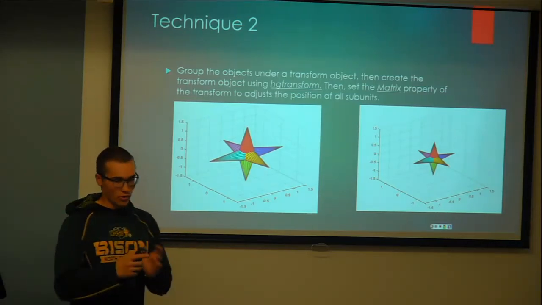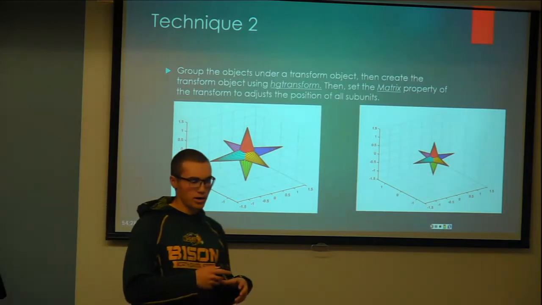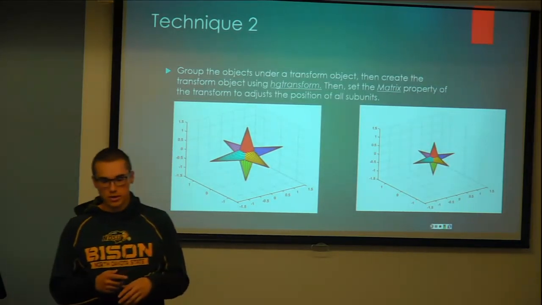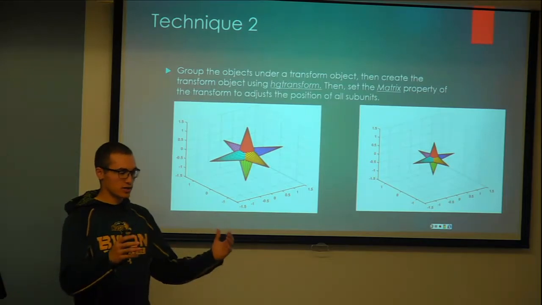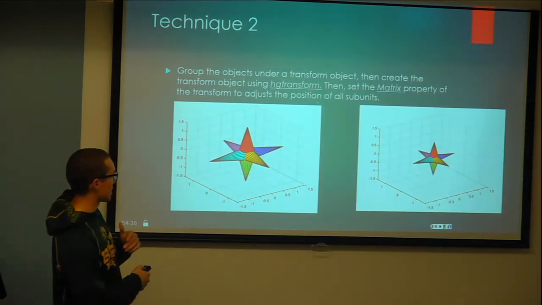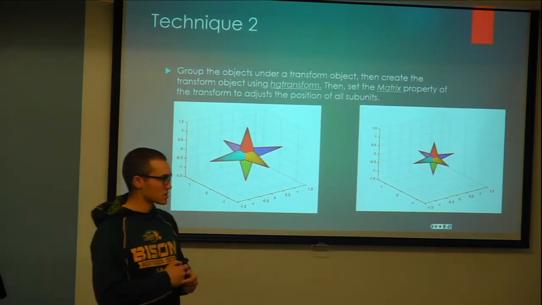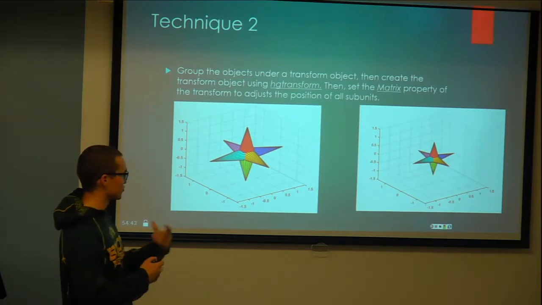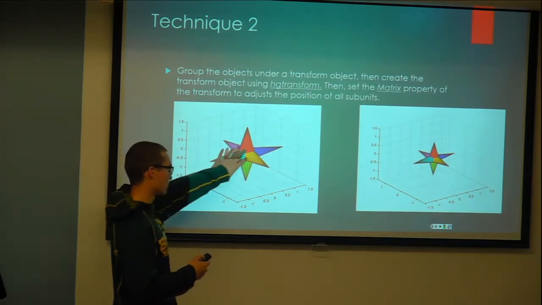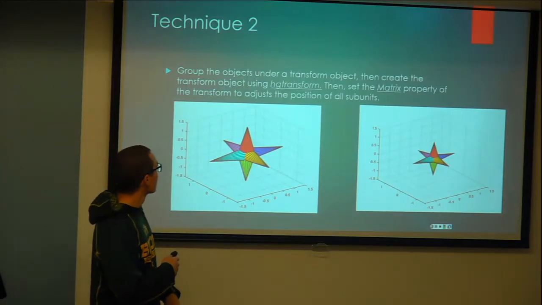Second technique is changing the orientation of our graph. This is a little more complicated, where you have to do something called a transform. Essentially, if you have all your data together, you can use the command hgtransform, and then you can use the command matrix. This will allow you to transform and adjust the position of all the properties of your shape, so you can actually look at what's going on.